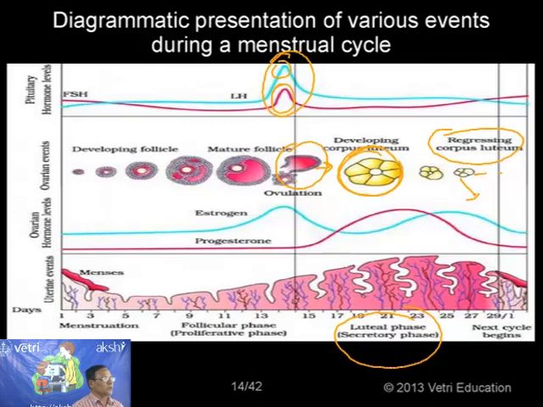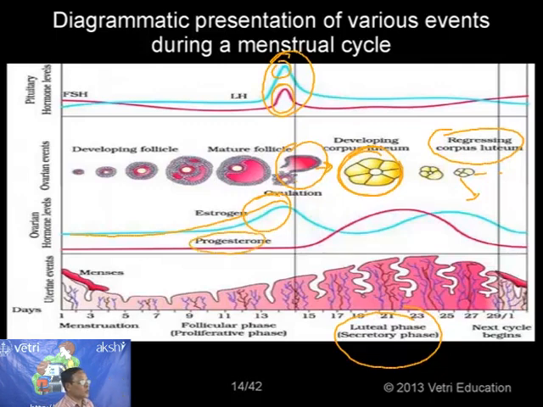Now about the ovarian hormones, what about their level? Once again, you see the follicular phase. The estrogen hormone is the predominant ovarian hormone. You see the level gradually increasing from here. That is why I say during the follicular phase estrogen is the predominant ovarian hormone, and the level of progesterone is almost nil.